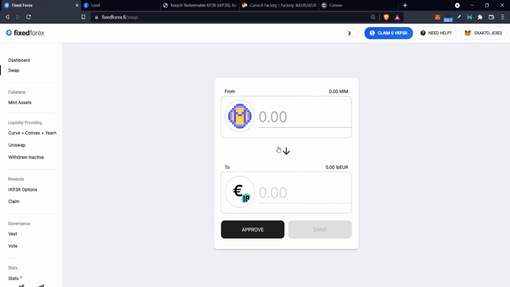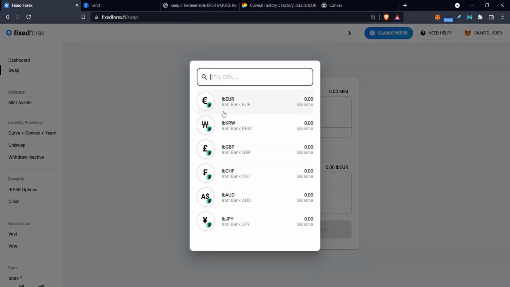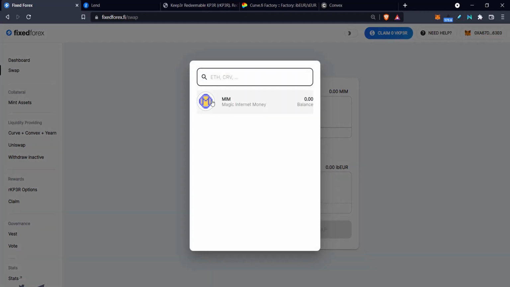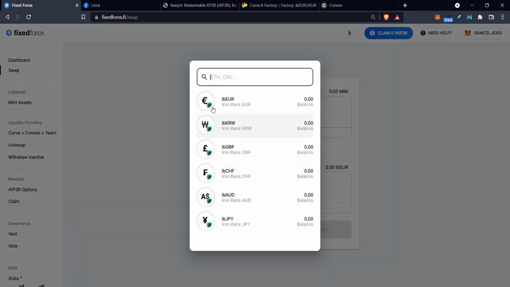Now, swap is a way where you can take the MEME stablecoin. The MEME stablecoin is pegged to the US dollar, so consider this to be $1 US, and you can swap it for any of the Iron Bank currency tokens. This is the first phase of this Fixed Forex swapping. Right now you can only swap from MEME into one of these tokens.